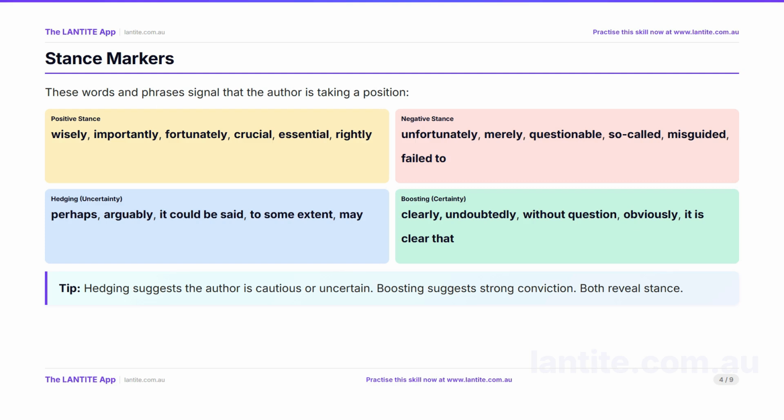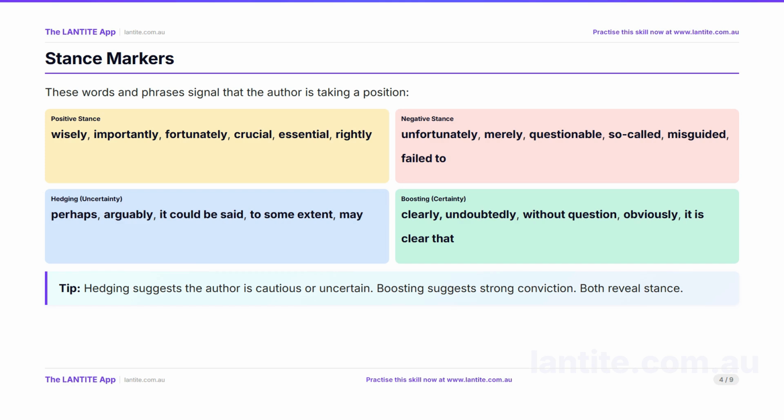Now let us look at specific words that reveal stance. I call these stance markers. Positive stance markers include words like wisely, importantly, fortunately, crucial, essential, and rightly. These tell you the author supports or values something. Negative stance markers include unfortunately, merely, questionable, so-called, misguided, and failed to. These tell you the author disapproves or is critical.